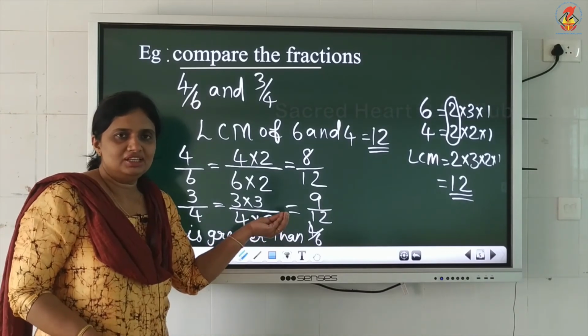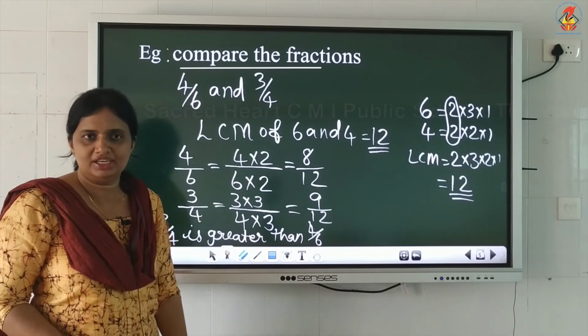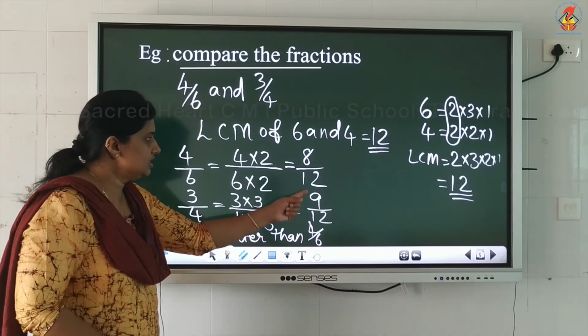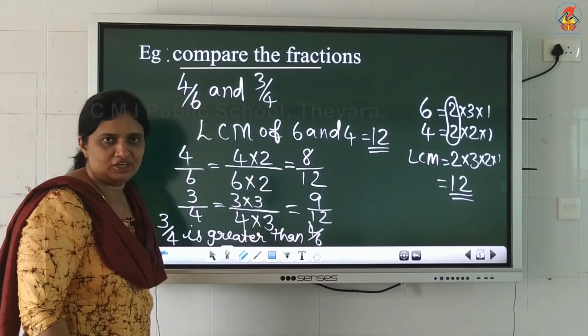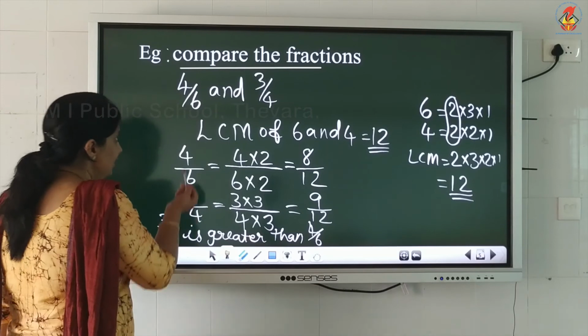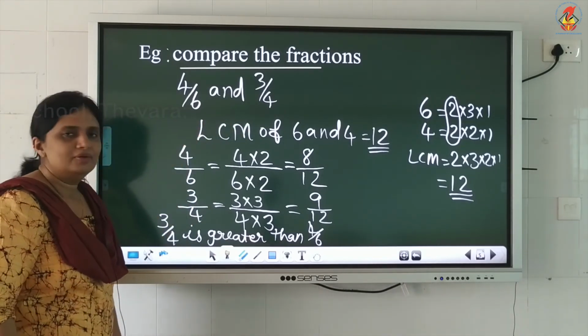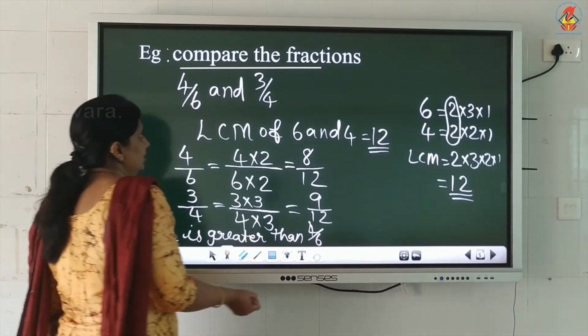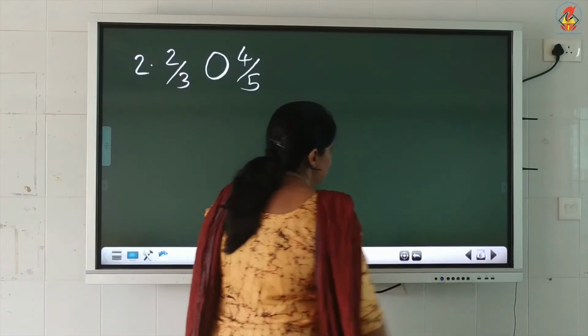The fraction with the greatest numerator is the greatest fraction in like fractions, right? So, which one is greater, 9 by 12 or 8 by 12? 9 by 12. And that means which fraction is greater here? 3 by 4 is greater than 4 by 6. I need to put that here also? No need. Okay. Then we will go for the next fraction.